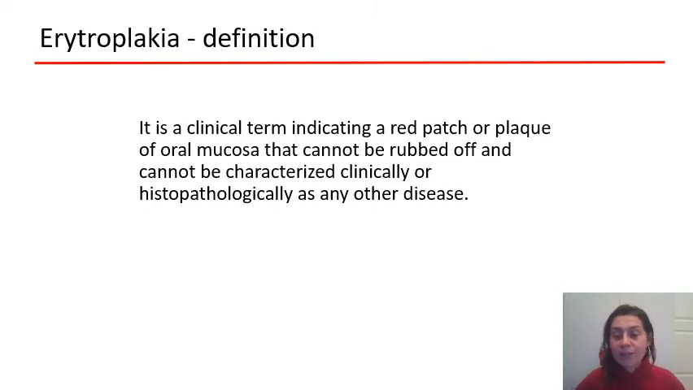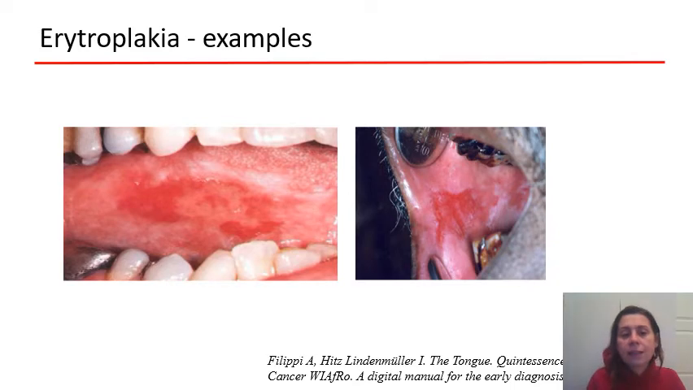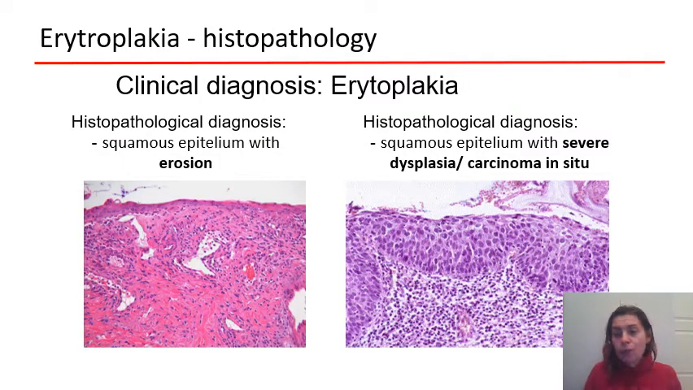Now we have the red counterpart of this lesion, which is erythroplakia. Similar to leukoplakia, the definition is a red patch or plaque that cannot be rubbed off, or by pressure the red color will not disappear, and it cannot be characterized clinically or histopathologically as any other disease. Here are some examples. Again, this is the rim of the tongue towards the floor of the mouth, and here is the buccal mucosa with this lesion. And as I mentioned previously, quite often we see a combination of red lesions and white lesions. For these two lesions, the clinical diagnosis has been the same, erythroplakia.